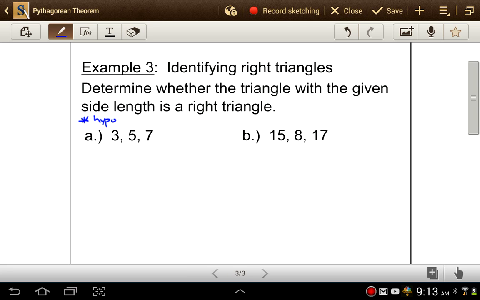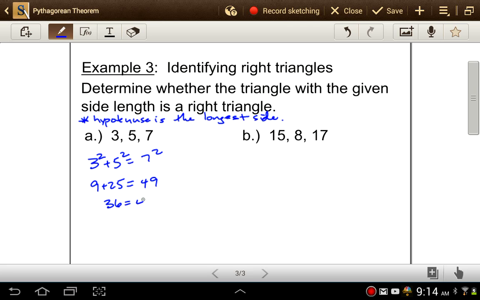Let's try B. My longest side is 17, so there's my hypotenuse. I'm going to do 15 squared plus 8 squared equals 17 squared. 15 squared is 225, plus 8 squared is 64, equals 17 squared, which is 289. Add those up, I get 289 equals 289. Since that equals each other, this is a right triangle. So 8, 15, 17, that is a right triangle. This answer was no, and that answer was yes.